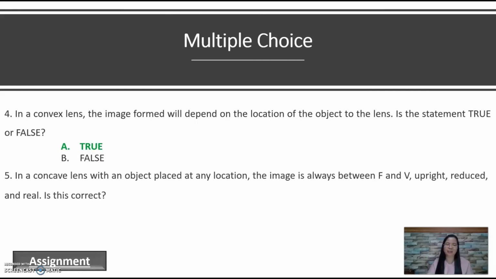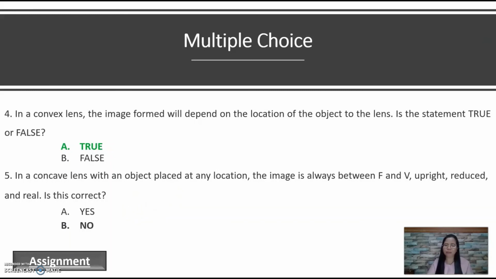Okay, now let's go to number 5, and this is the last question. In a concave lens with an object placed at any location, the image is always between F and V, upright, reduced, and real. Is this correct? A yes, B no. I'll give you 5 seconds. Okay, so which one is the correct answer? Let's see if your answer is correct. The correct answer is B, no.